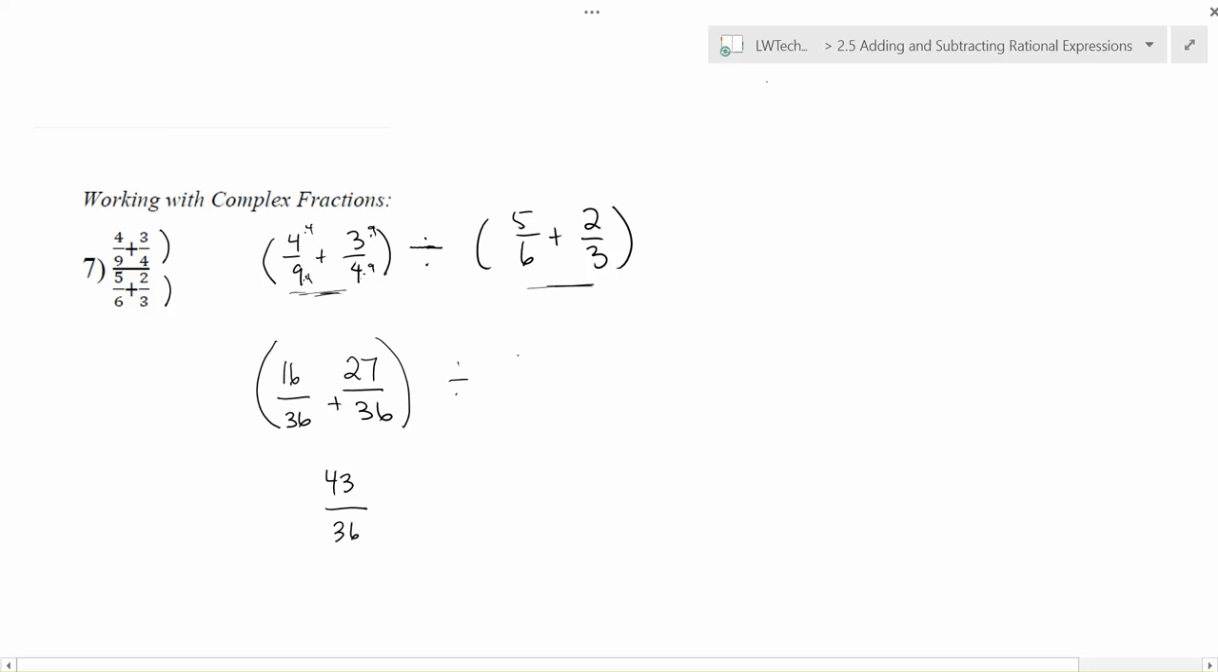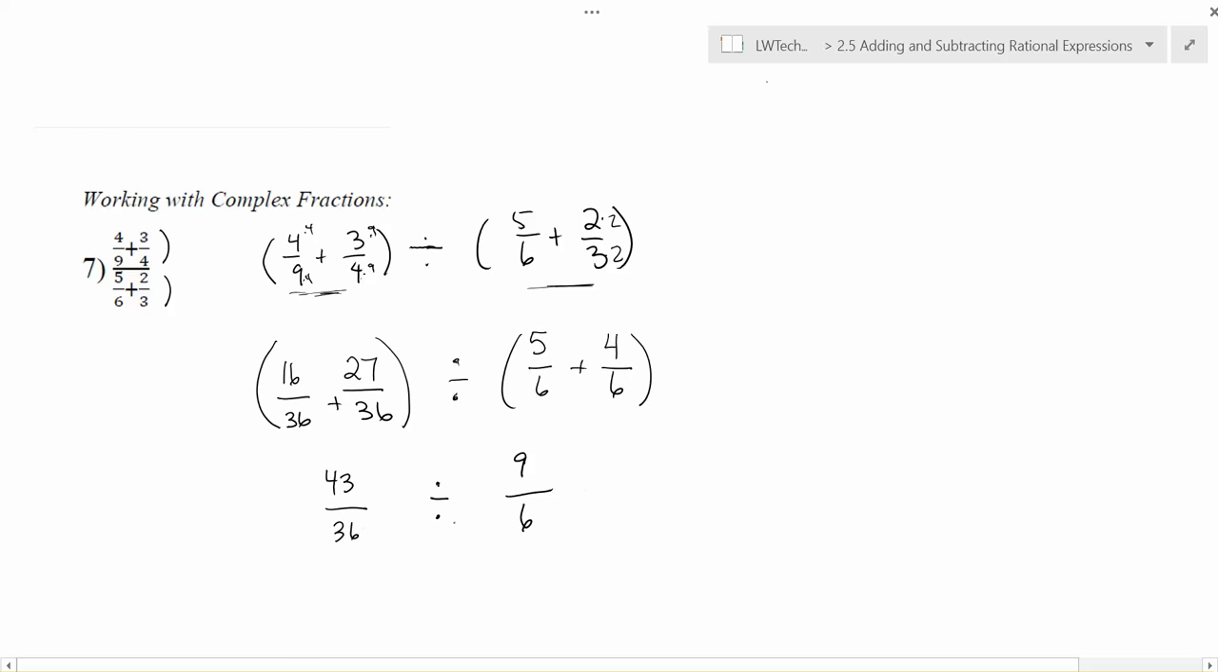Now I need to work on the second fraction. Here I have 5/6 and 2/3. I can get both of those denominators to have 6 on the bottom. The first fraction already has a 6, and I can get the second fraction to have a 6 by multiplying by 2 on the top and on the bottom. So 2/3 and 4/6 are the same thing. The next thing I want to do here, notice my denominators are the same, so I can add those fractions together. Keeping the bottom of 6, I can add the tops and I get 9. And now what I have is a division problem of two fractions.